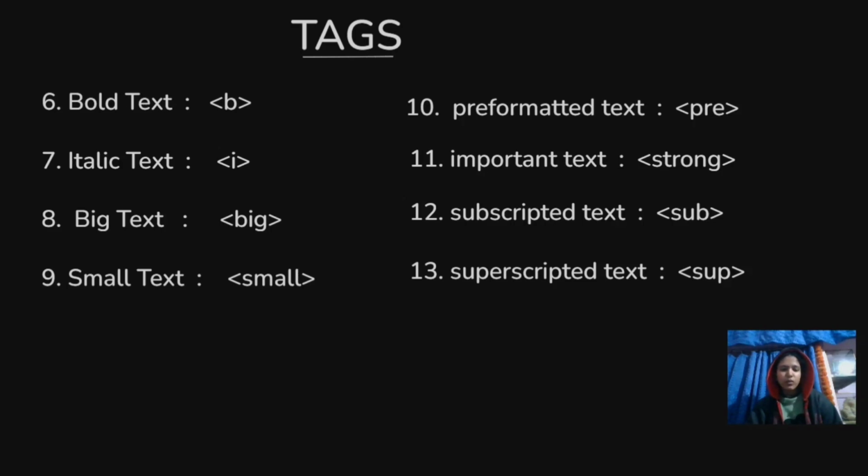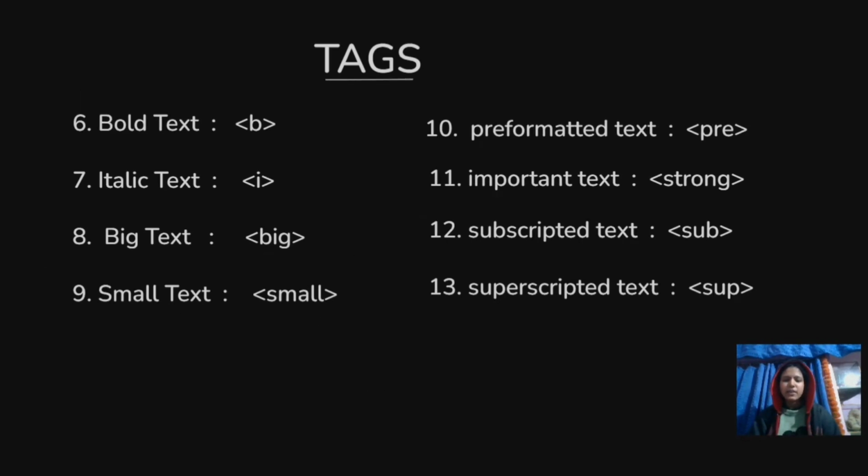The next tag is the bold tag. The bold tag is used when we want to make our message bold. So we write this bold tag, and the text will be bold. The next tag is the italic tag. Italic means we want to italicize our message and text, so we use the italic tag. The next tag is the big tag. If we want our message visible in big, we write the big tag, and if we want our message visible in small, we use the small tag.